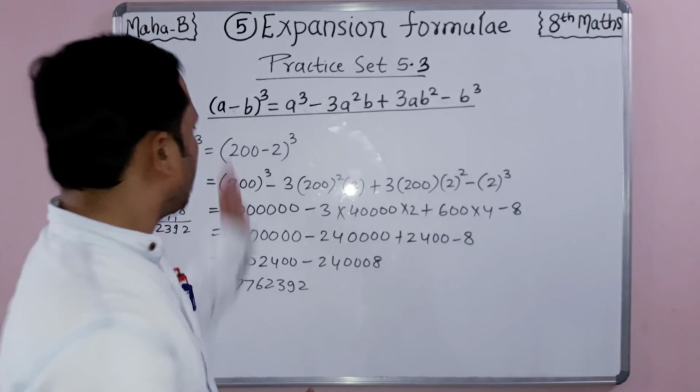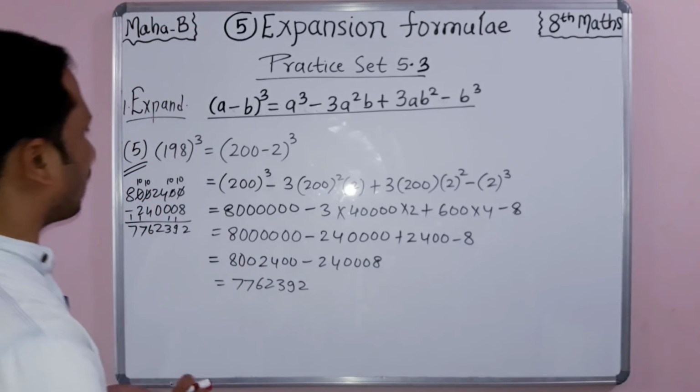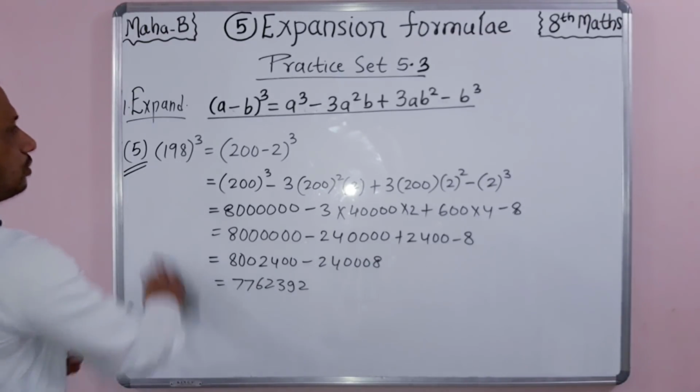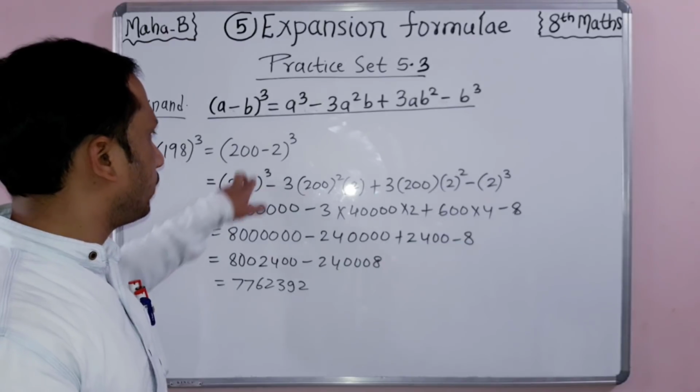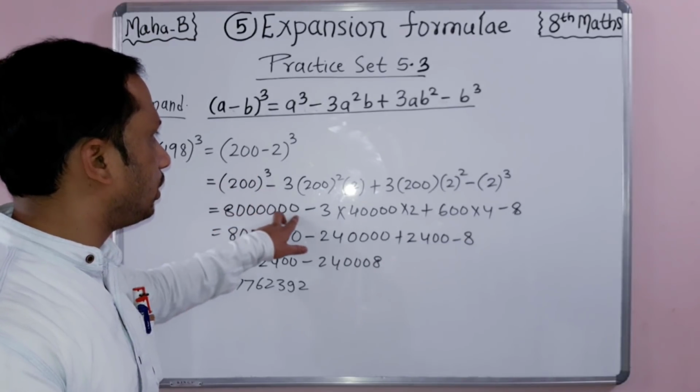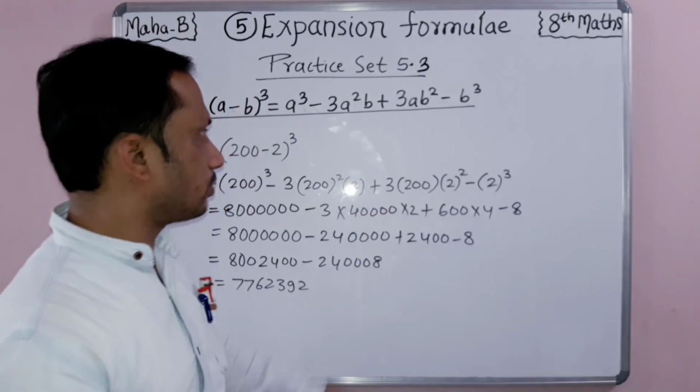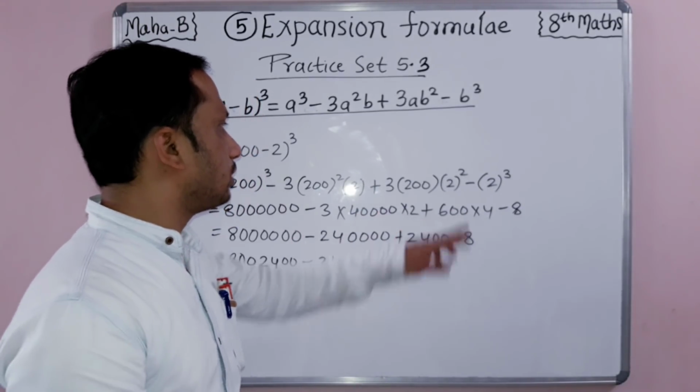Okay students, so this is nothing but your solution. Do the calculation perfectly, you will get your solution. Don't take tension of the zeros. Whenever there is a cube, you have to repeat the zeros 3 times. Whenever there is a square, you have to repeat the zeros 2 times. In this way you can do the calculation easily.